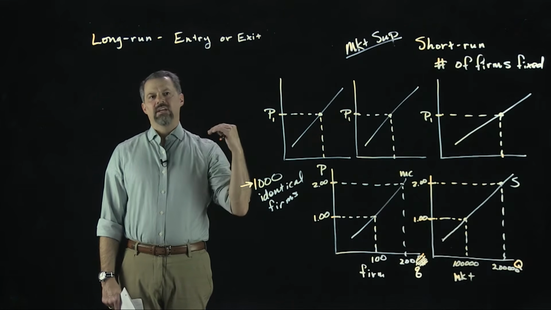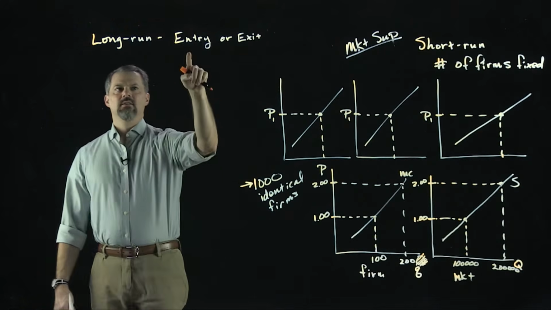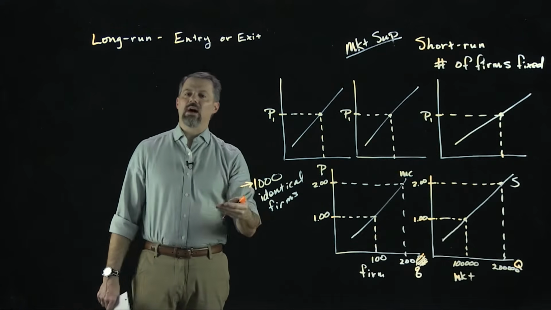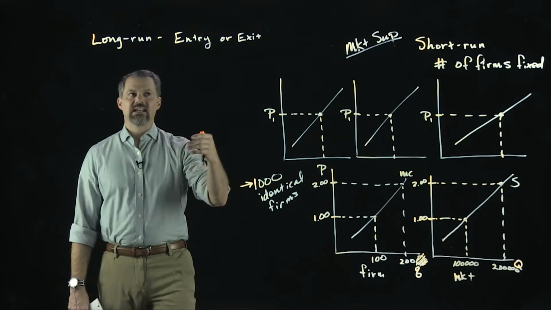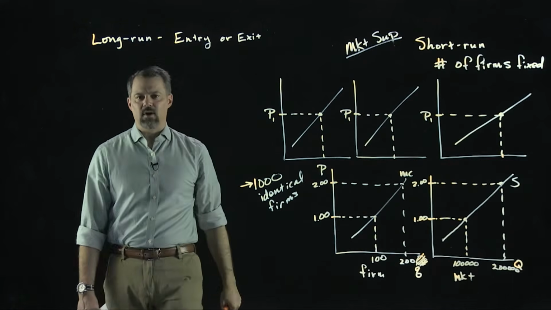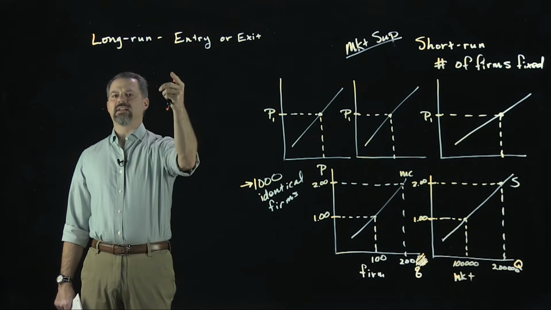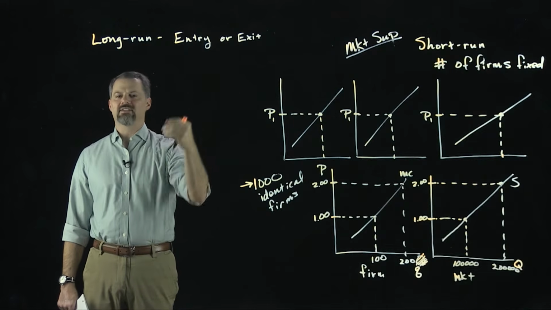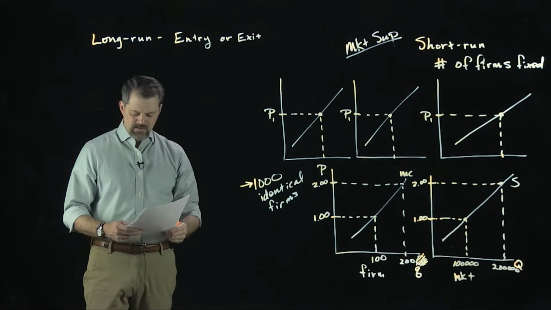We know that if price is above average total cost, that means profit is positive. If profit's positive, firms are going to be entering that market. If price falls below average total cost, profit will be negative, and if profit's negative, firms will start to exit that market. So you're either going to have profit positive and there being entry in the long run, or profit's going to be negative and there's going to be exit in the long run. But these two things would not happen at the same time.